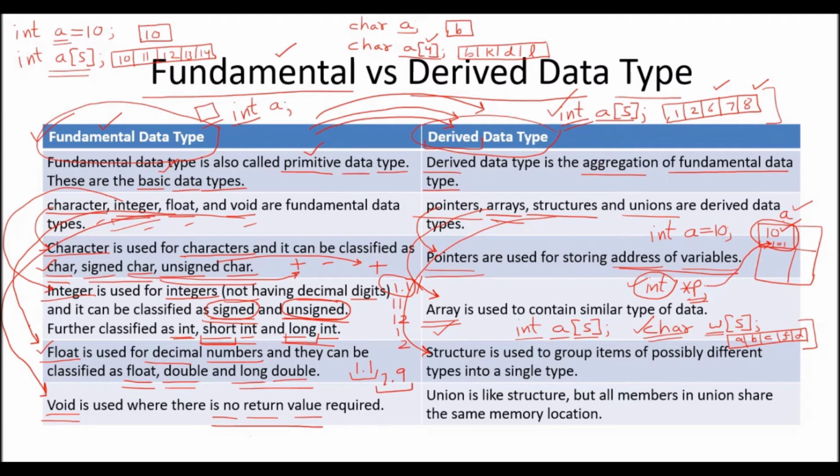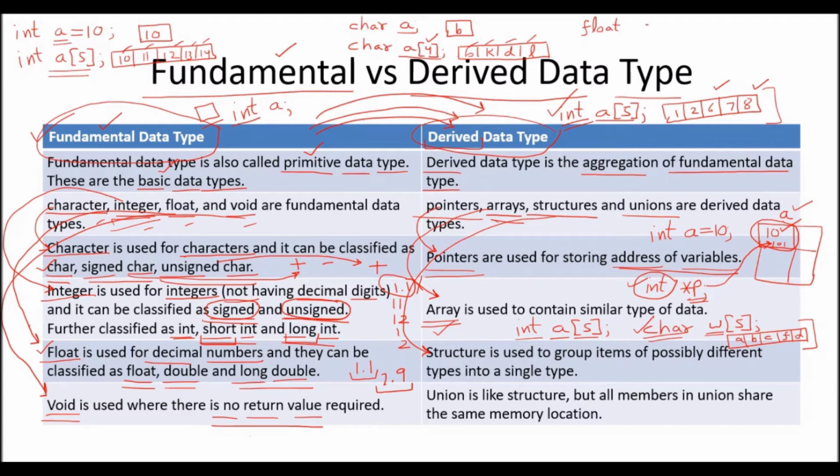So whenever I am taking the same type of values together, like character values together, it is an array. Integer type values together, integer array. Let me take one more example, of float.